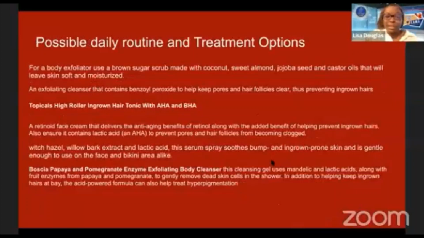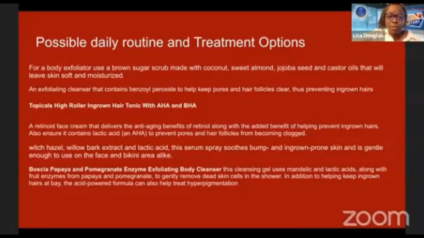Some possible daily routines and treatments that I can talk to you about. For a daily exfoliator, some use a brown sugar scrub made with coconut, sweet almond, jojoba seed, and castor oils that will leave skin soft and moisturized. An exfoliating cleanser that contains benzoyl peroxide to help keep pores and hair follicles clear, thus preventing ingrown hairs. Topical's High Roller ingrown hair tonic with AHA and BHA.